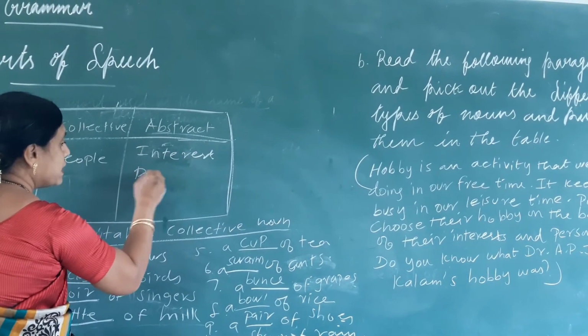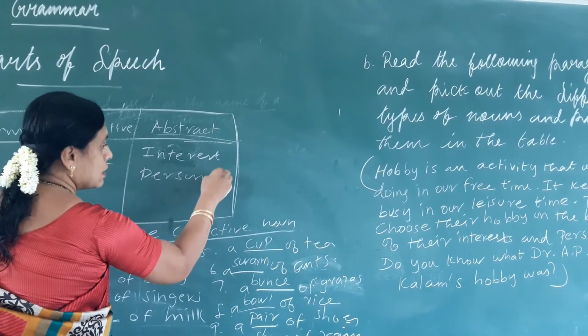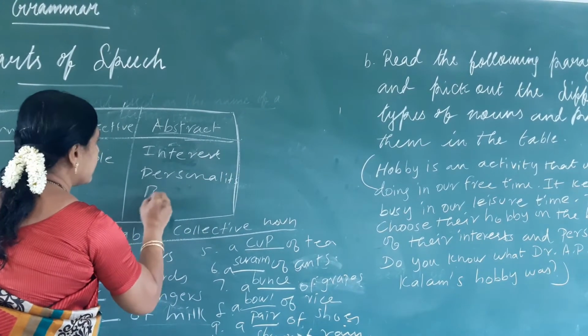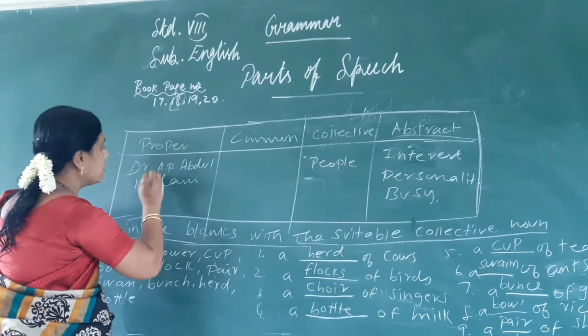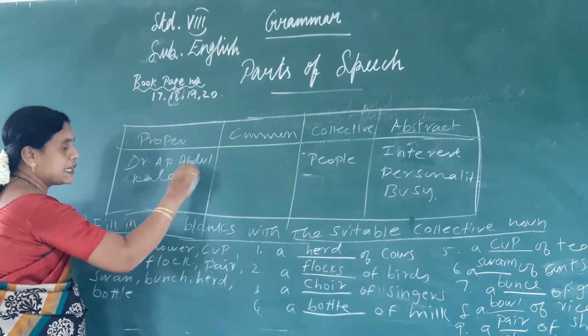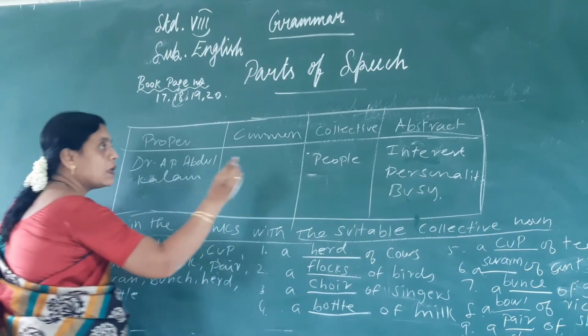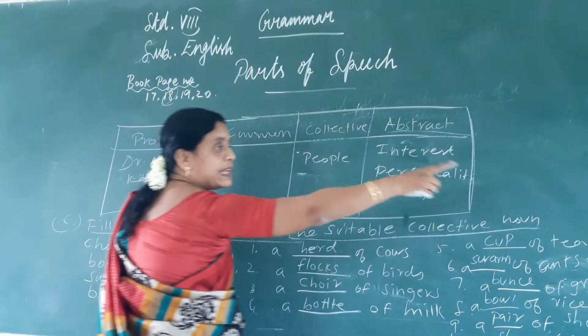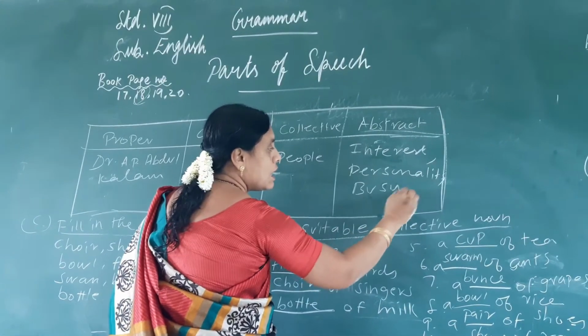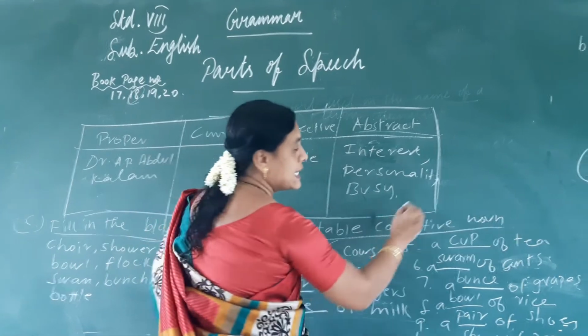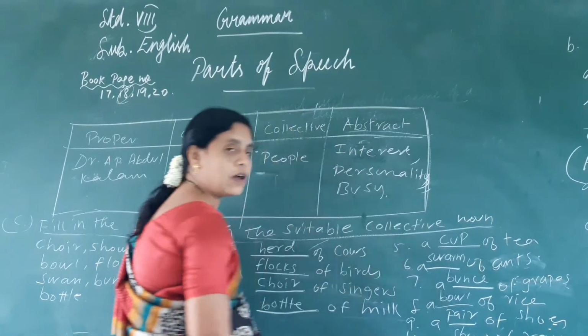Interest, personalities, busy. So these are all abstract nouns. And here the proper noun, APJ Abdul Kalam, is the name of a person. The common noun and collective noun is people, given in the paragraph. The abstract nouns are interest, personalities, and busy.